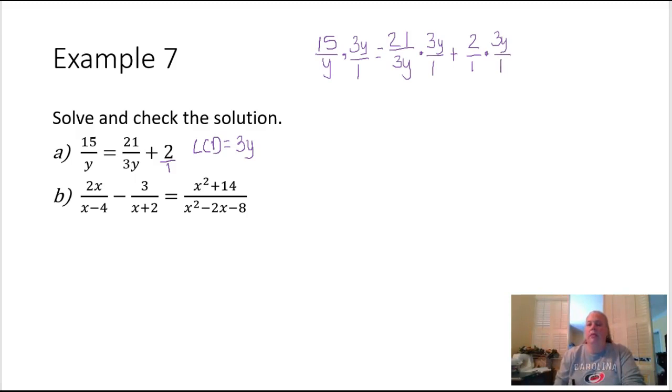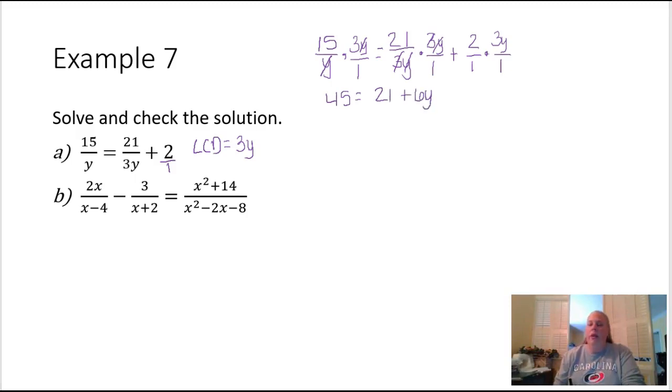Okay, now let's see what happens. I have a y in the denominator that'll cancel with the y in the numerator, and I'm left with 15 times 3 over 1. Well, that's just going to give me 45. Here, I have a 3 and a 3 that will cancel, and a y that will cancel. So that's just going to leave me with 21 times 1 over 1. Well, that's just 21. Plus, and then 2 times 3y is going to give me 6y.